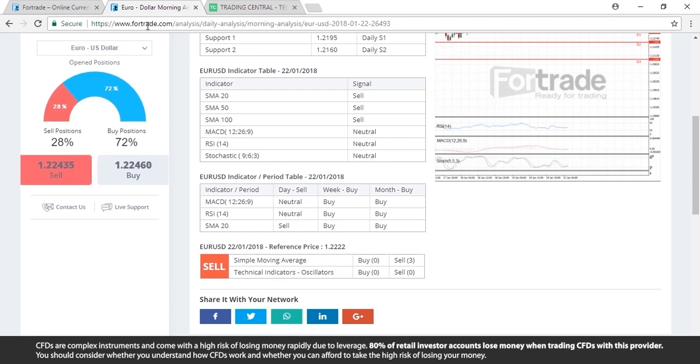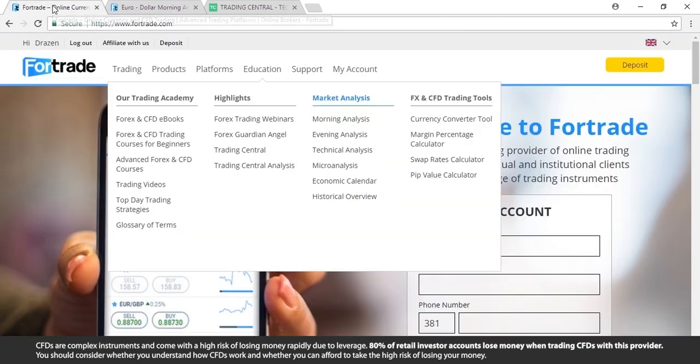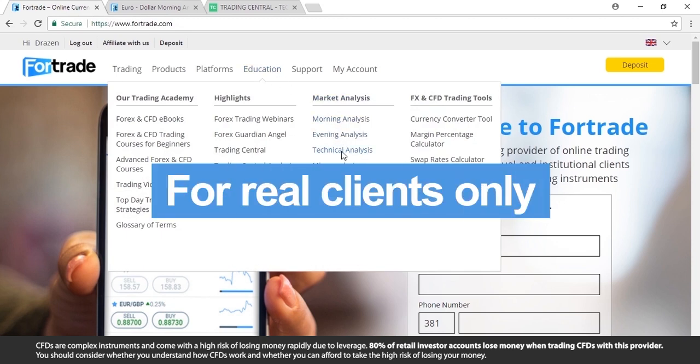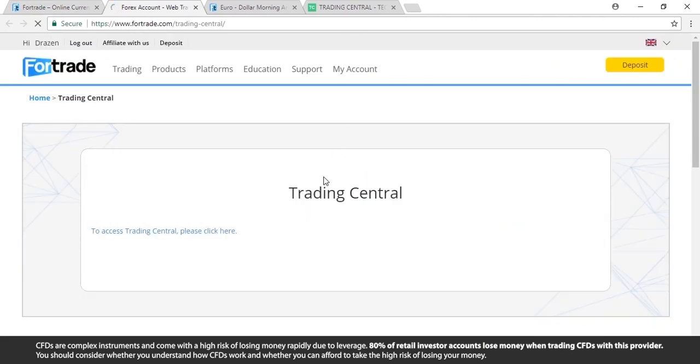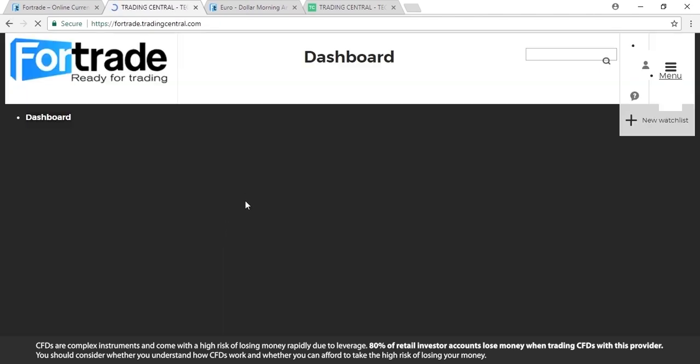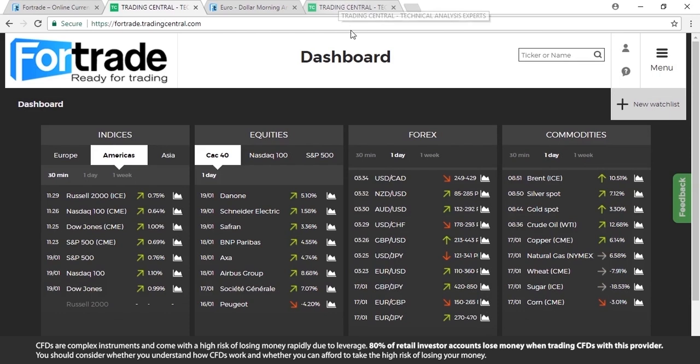So let's go back to the website. Alongside the daily analysis section, you can find technical analysis here. This is only for real clients. If you click on technical analysis and are logged in as a real client, a window will open. So click on the window and a panel will open. In the top right hand side of the screen, you have a menu where you can pick your instrument.